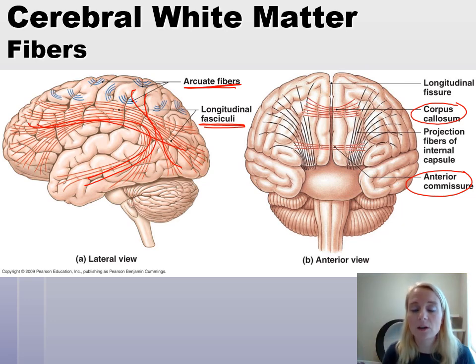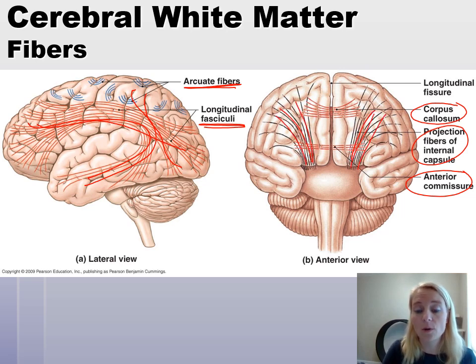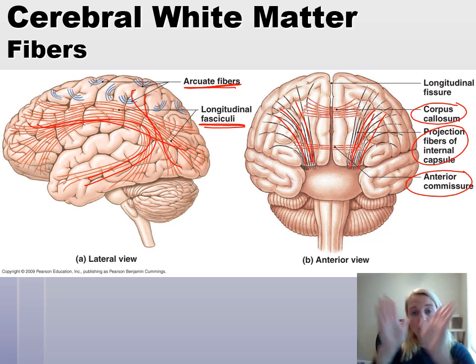Okay, and then our last group of fibers are what's called the projection fibers. So these are all the white matter tracts that are going from your thalamus up to your cerebral cortex and back. Remember that executive secretary job of the thalamus, relaying information? All of that information is going to be traveling through those projection fibers.